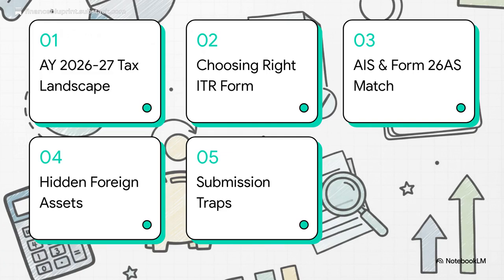First up, the AY 2026-27 tax landscape. Second, choosing the right ITR form. Third, reconciling your AIS and Form 26AS. Fourth, reporting hidden foreign assets. And finally, avoiding final submission traps.